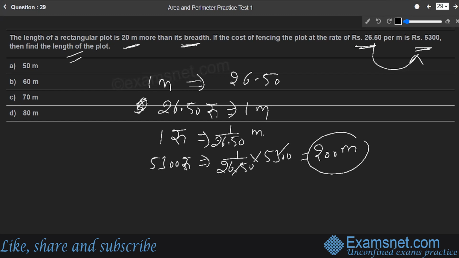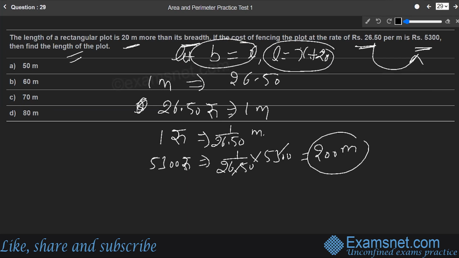Now, what he has given: the length of a rectangular plot is 20 more than its breadth. So let's say the breadth value is x. So the length value will be 20 meter more, so it will be x plus 20. These are the length and breadth that we have assumed. Now we can use the formula of the perimeter and make it equal to 200 meter. The formula for perimeter is 2 into L plus B, and this is given as 200.